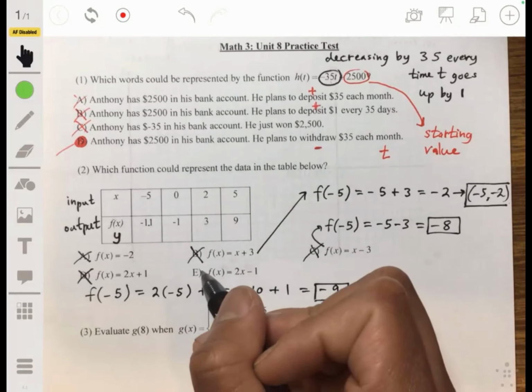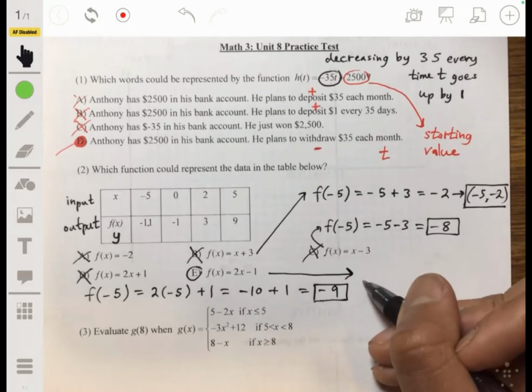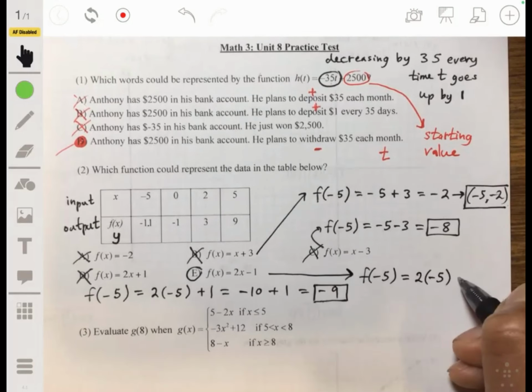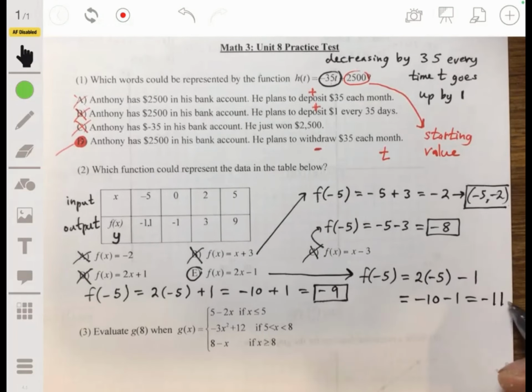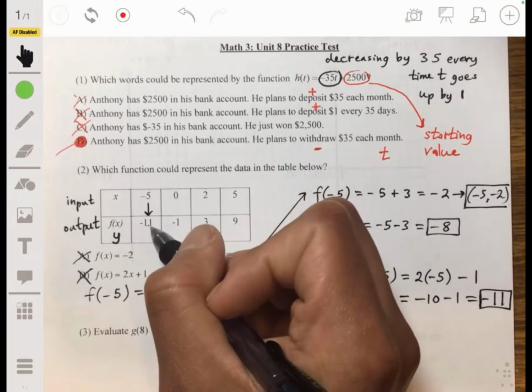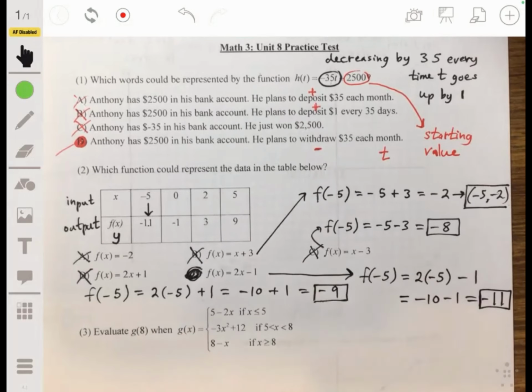I mean, we know it's going to be E then, but let's just go through it to be sure. So f of -5, 2 times -5 minus 1, -10 minus 1, and we get -11. And so that works out because we're going to have -5 with an output of -11. So the answer is E.